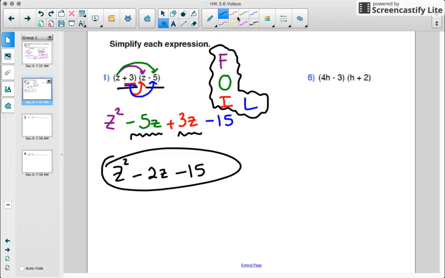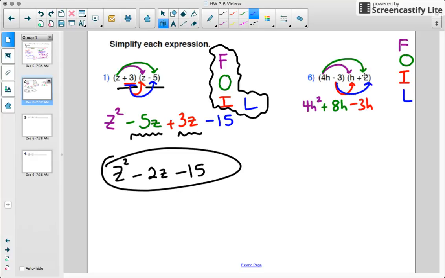Okay, let's have another look. So again, let's do first. 4h times h will give me 4h squared. Let's do the outside terms. 4h times 2, which is +8h. Inside terms, -3 times h, which is -3h. And then the last terms, which is -3 times 2, which is -6.